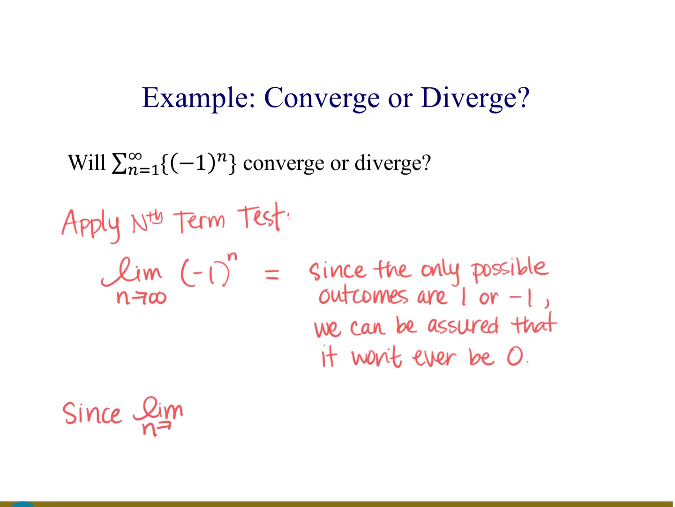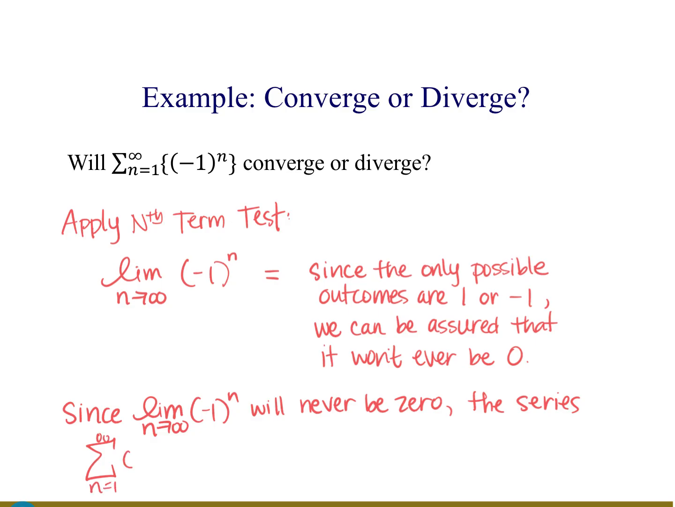Since the limit as n approaches -1 to the n will never be 0, the series must diverge. That is your conclusion. So again, I just can't emphasize that enough. If you're only trying to prove what it's not, you're not trying to prove what it is. Okay, only what it's not, not what it is.